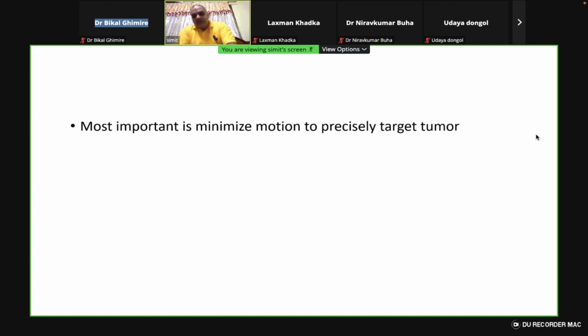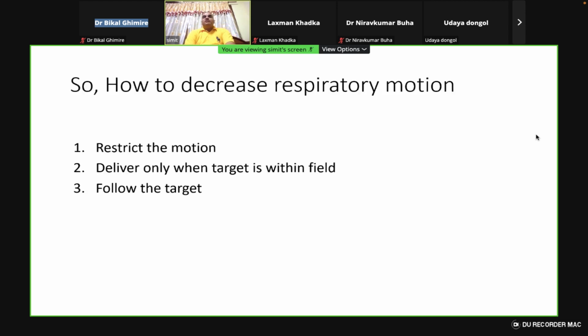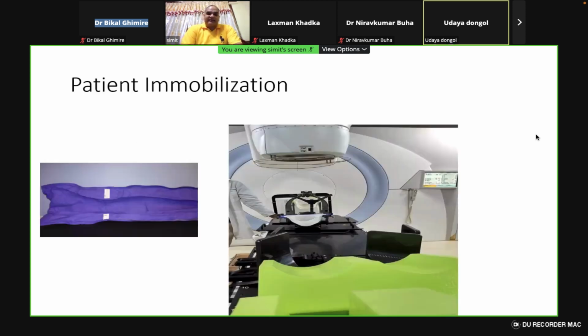So how can we deliver such a high dose of radiation? If we can minimize the motion, then we can precisely target the tumor. Then the concept is we can deliver a very, very high dose of radiation. So how to decrease respiratory motion? Yes, we can immobilize the external motion by using a frame, but we know during respiration, our organs move around 2 to 2.5 centimeters. So one, we can restrict the motion. Second, we can deliver only when the target is within the field. Third, we can follow the target.